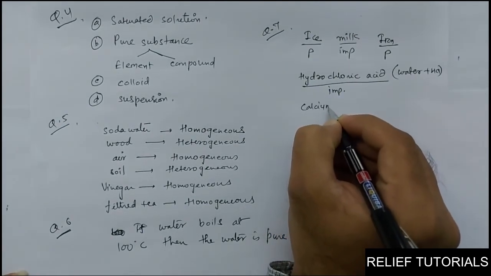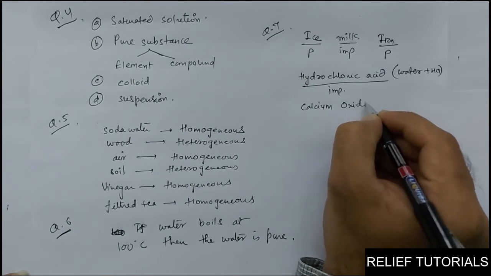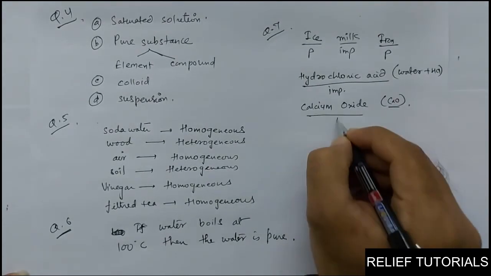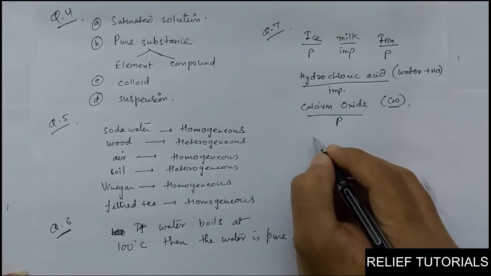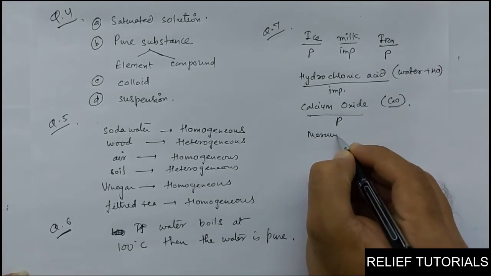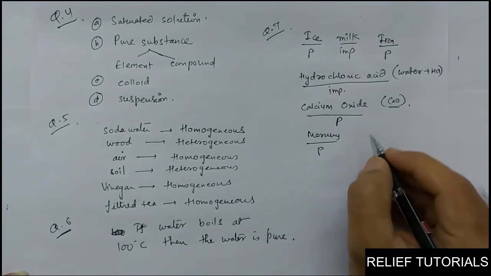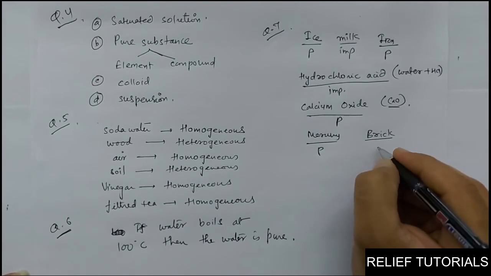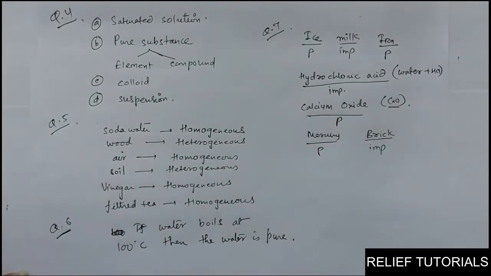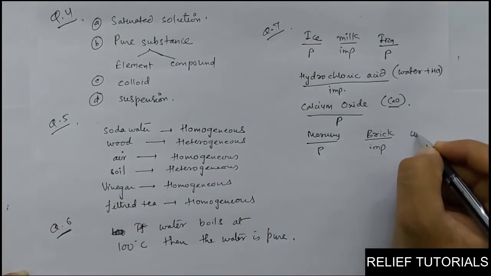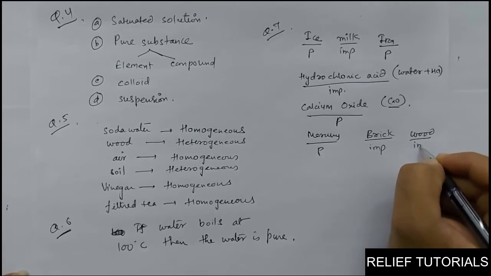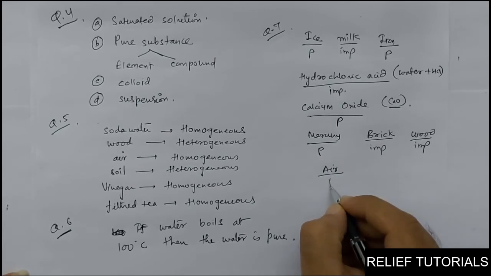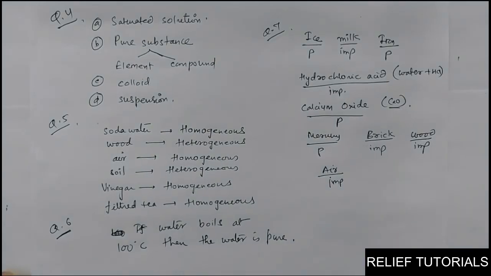Calcium oxide, chemical formula is CaO. It's only one type of molecule, so it is pure. Mercury, an element, obviously it is pure. Brick is a mixture of sand and some other substance, so it is impure. Wood, obviously impure. Air is made up of many gases, so it is also impure.